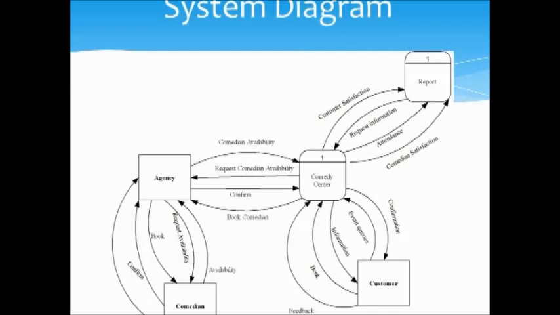Another one is the booker comedian. You can see the comedy center here is looking to an agency first to book a comedian and confirming also back, and also the agency has to then look to the comedian to book a comedian. So the agency is working as a middleman.